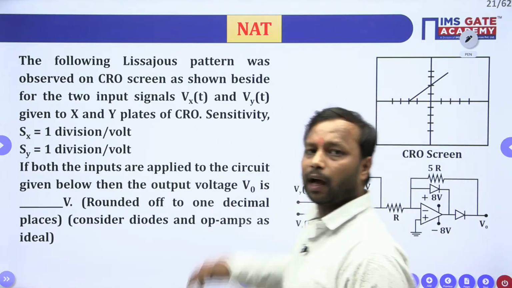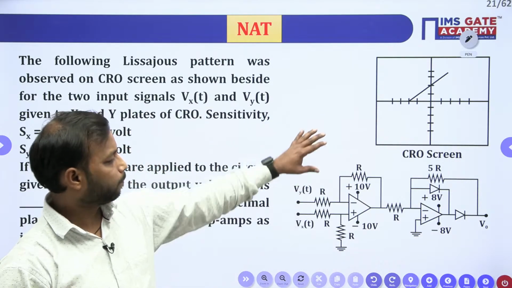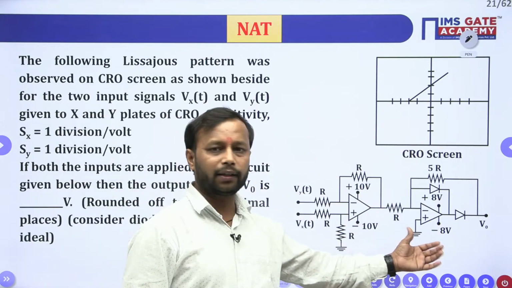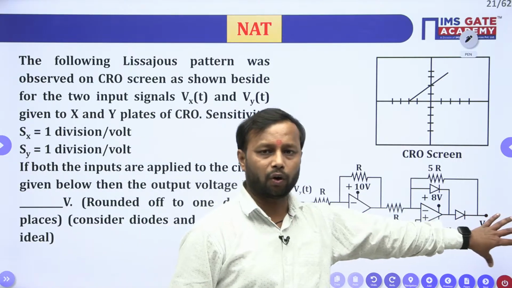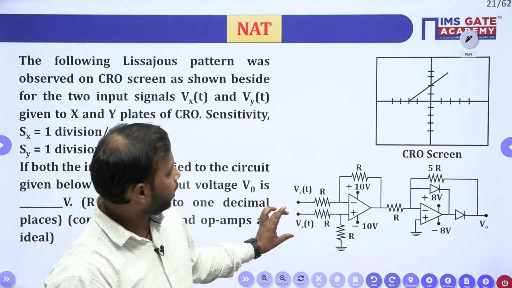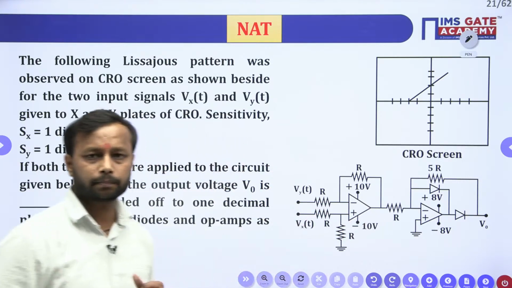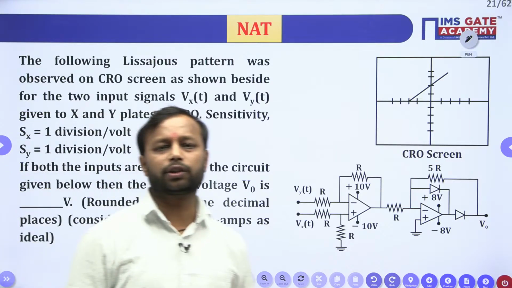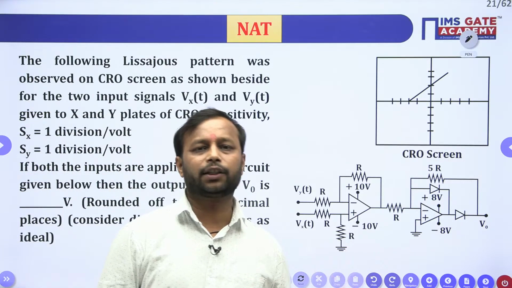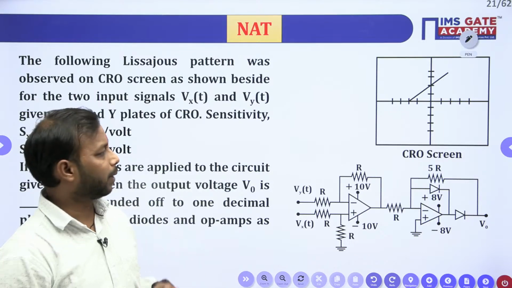So this is the CRO's diagram which is given to me, and I need to find the output voltage V0, where inputs Vx and Vy are given to this op-amp. Again, this is a question consisting of two subjects, analog and measurement.